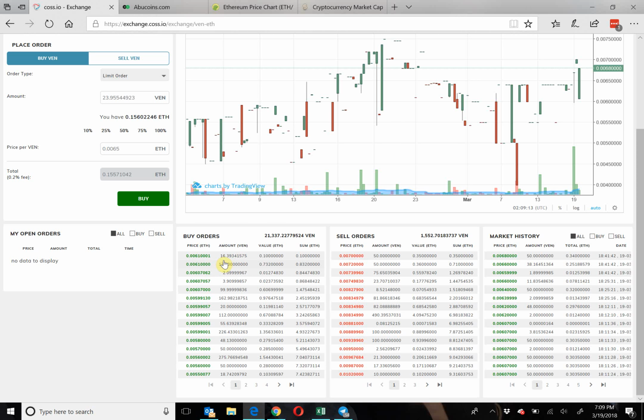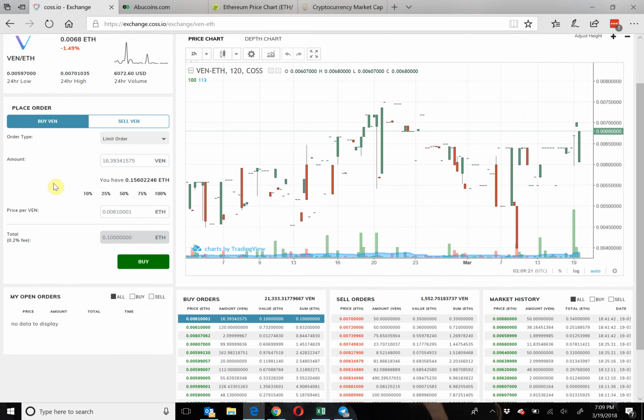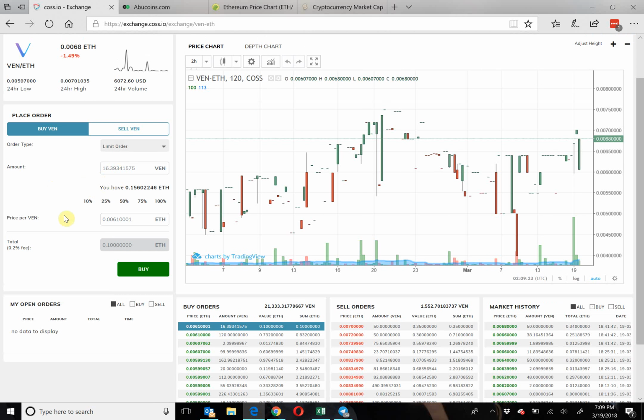The other way is to browse through the order list, and you can see that somebody is selling 16 of these VENs at the value of 0.1 Ethereum. So I could technically buy 16 of these for 0.1. So these are the tools you would use.